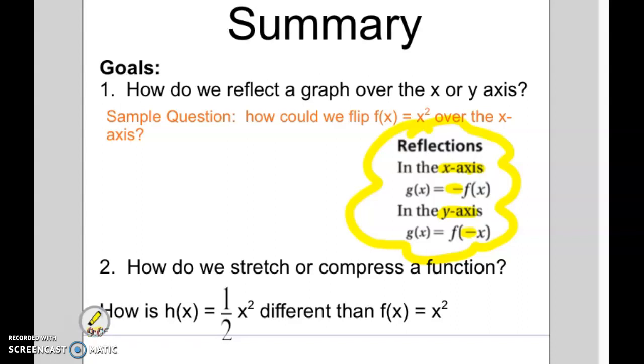The stretch or compress has to deal with the a value being larger or smaller than 1, right? The negative is a reflection, so that's different. We're just looking at the absolute value of the a value. So this one would be a compression.